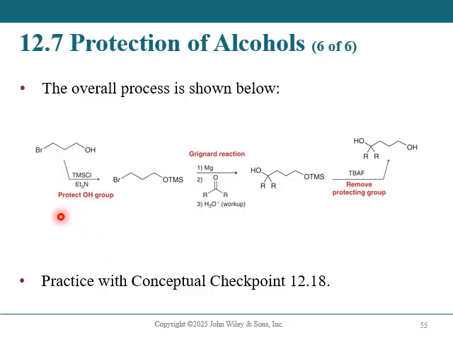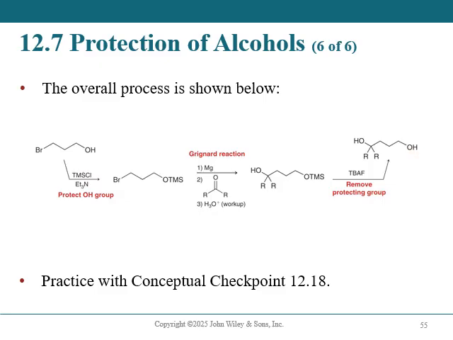The overall process, you start with your alcohol on one side, halogen on the other. First you protect, you add that TMS, and after that then you go ahead and you perform your Grignard, adding whatever R groups you need. Once you're done here, then you remove that TMS, you add that proton once again.